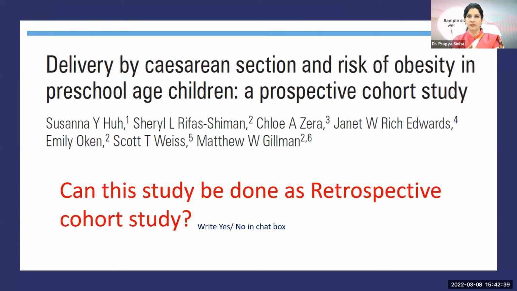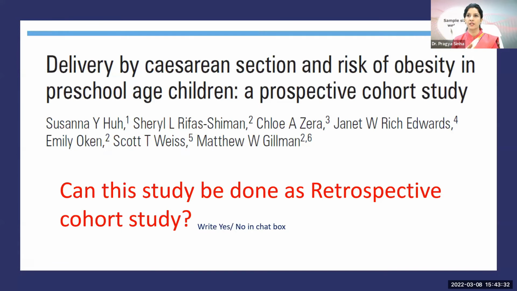So that person has done this as a prospective cohort, but can this study be done as a retrospective cohort study? Please write yes or no. Can this study be done? A few people gave mixed responses, but the majority agree that it can be done as a retrospective cohort. How? You can go to a hospital and take all those ladies who were delivered through cesarean section, and then see their preschool children, less than 5 years, and measure BMI and other anthropometric measurements, and decide whether they are obese or not. In this case, the event has already happened, but you are taking it from the record.